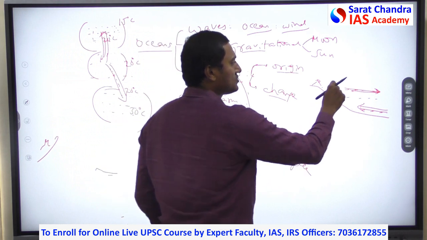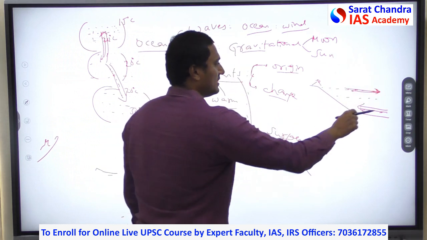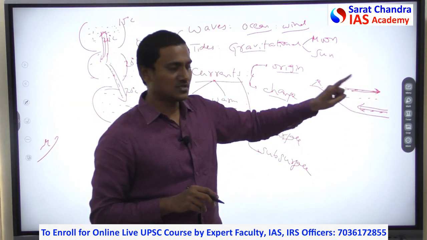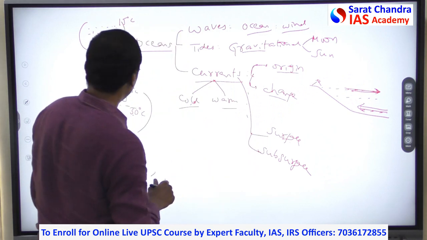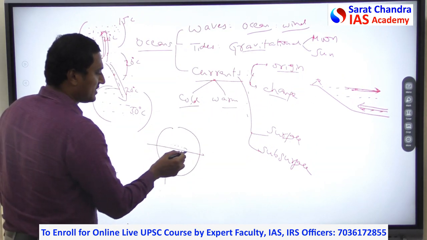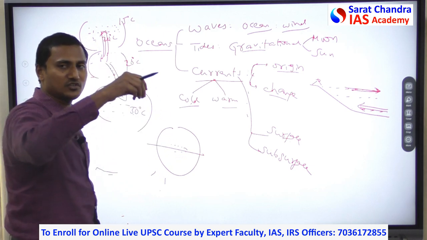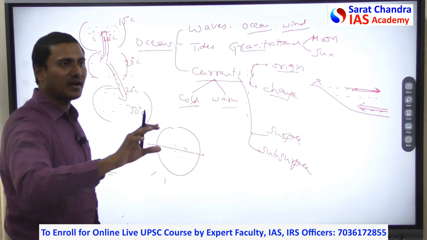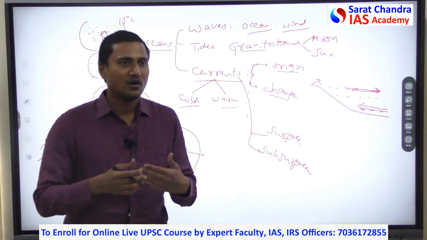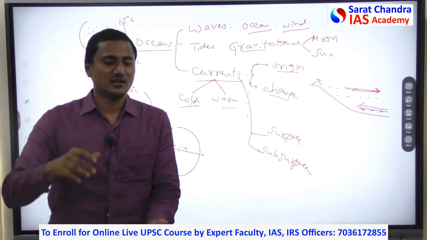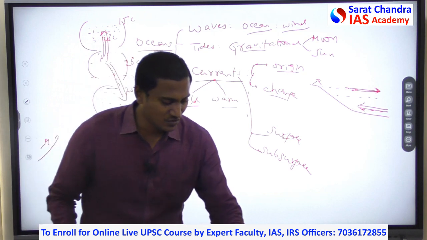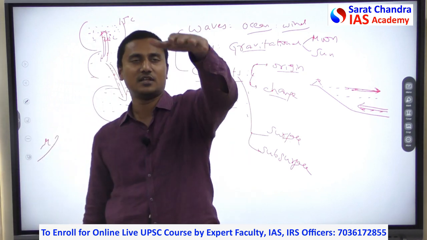Now this water, if it moves on the surface, we call it surface current. Otherwise, subsurface ocean current. Why? I'll tell you a simple example of why water moves in both directions. Take the earth, this is the equator. Around the equator, temperature is very high because insolation is more, the sun's rays are more. Because of high temperature, this water becomes warm. Hot water always expands. Generally, iron, any material, when you heat it, it expands. So, warm water expands. At the equator, the water expands like this.